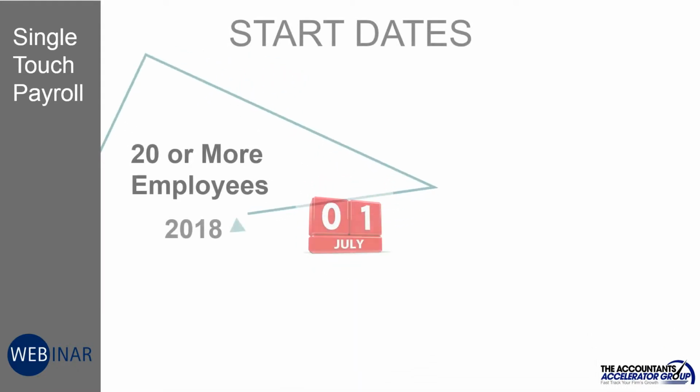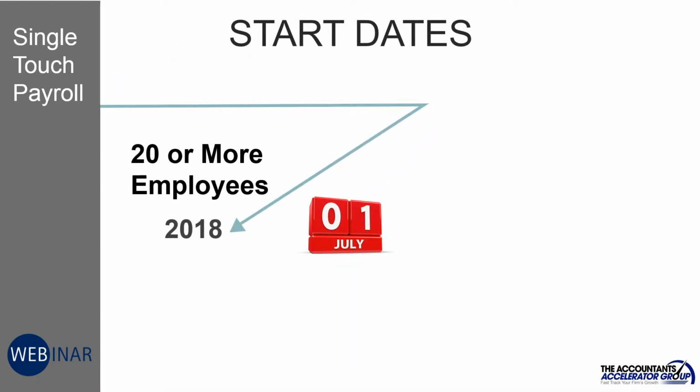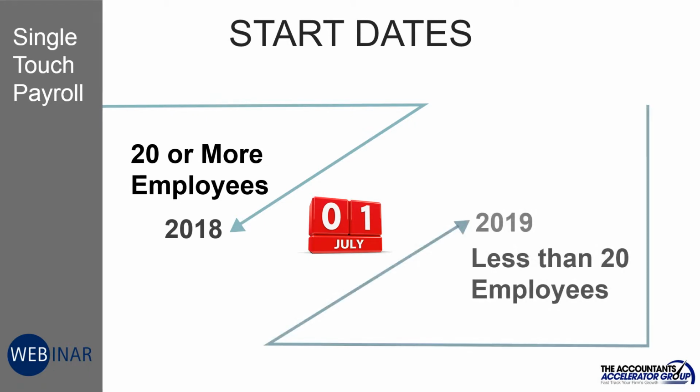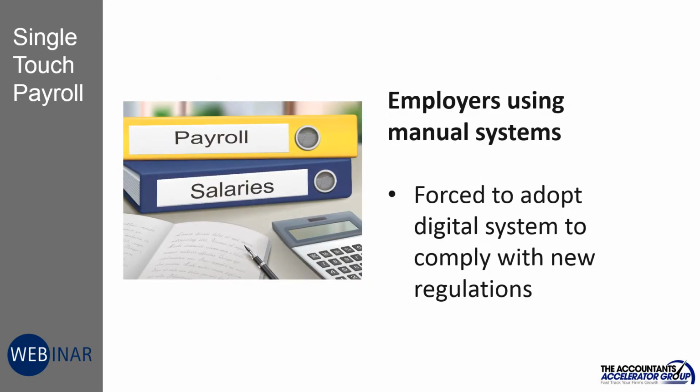Single Touch Payroll became mandatory for large employers with 20 or more employees from the 1st of July 2018. From the 1st of July 2019, all Australian small business owners are required to report their payroll information to the Australian Taxation Office using Single Touch Payroll software.